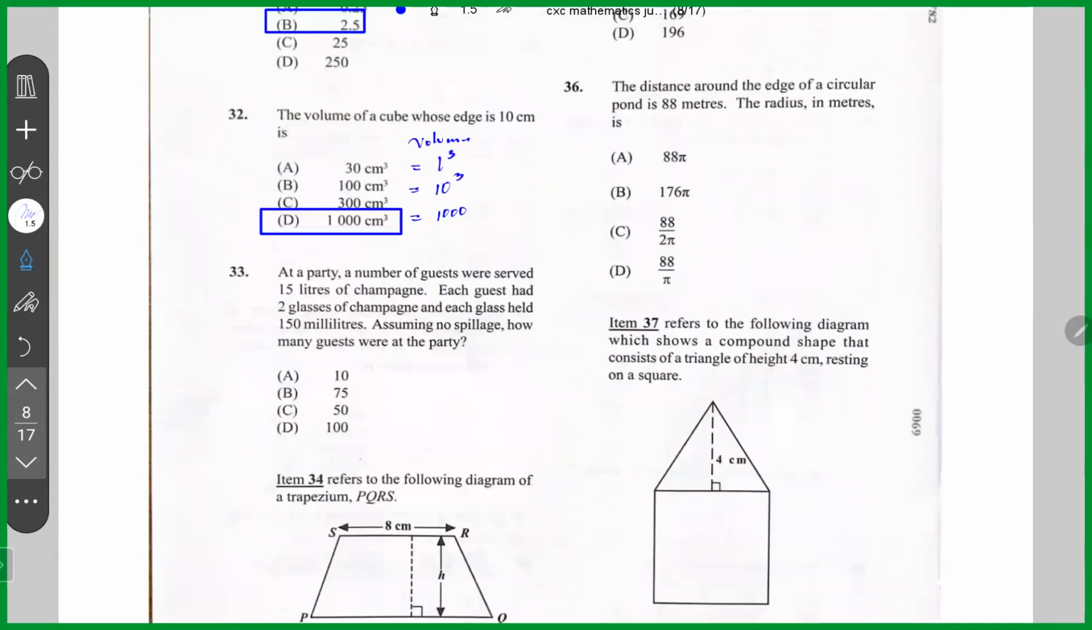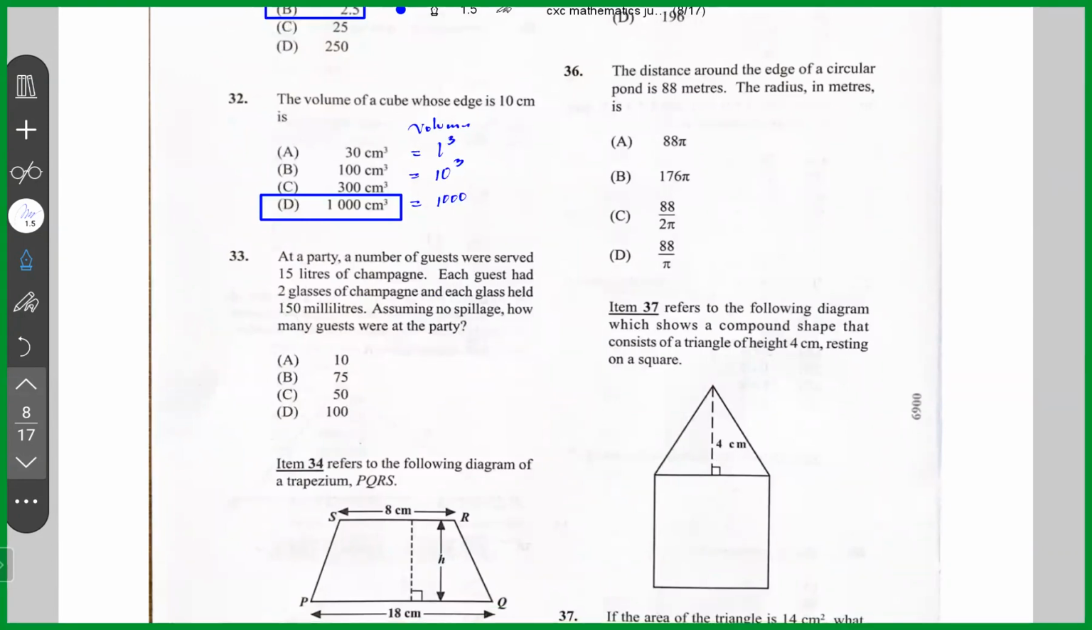At a party, a number of guests were served 15 liters of champagne. Each guest had 2 glasses of champagne, and each glass had 150 milliliters. Assuming no spillage, how many guests were at the party? Well, the number of guests is the amount consumed, 15 liters, which is 15,000 milliliters, divided by each guest had 2 glasses, and each glass had 150 milliliters. So this is 15,000 divided by 300, which is 50. The answer is C.